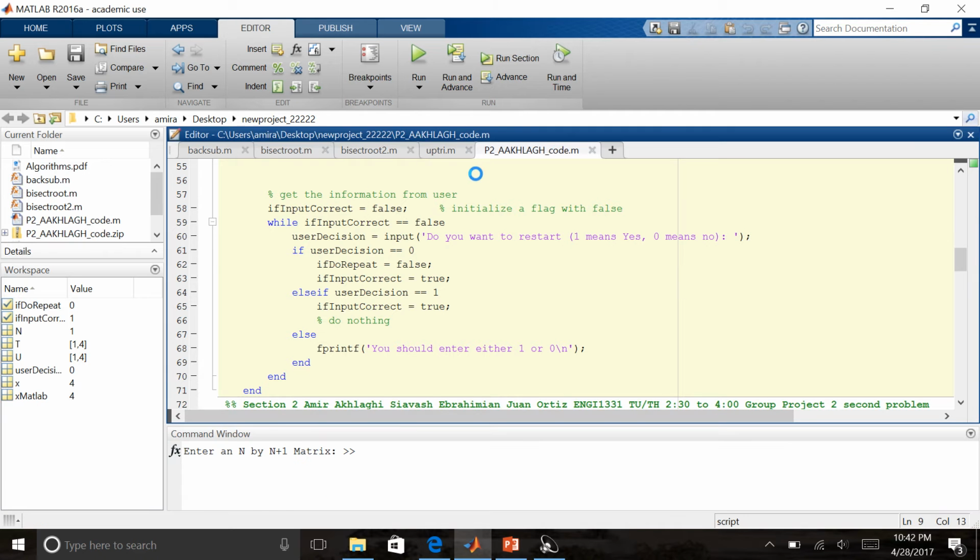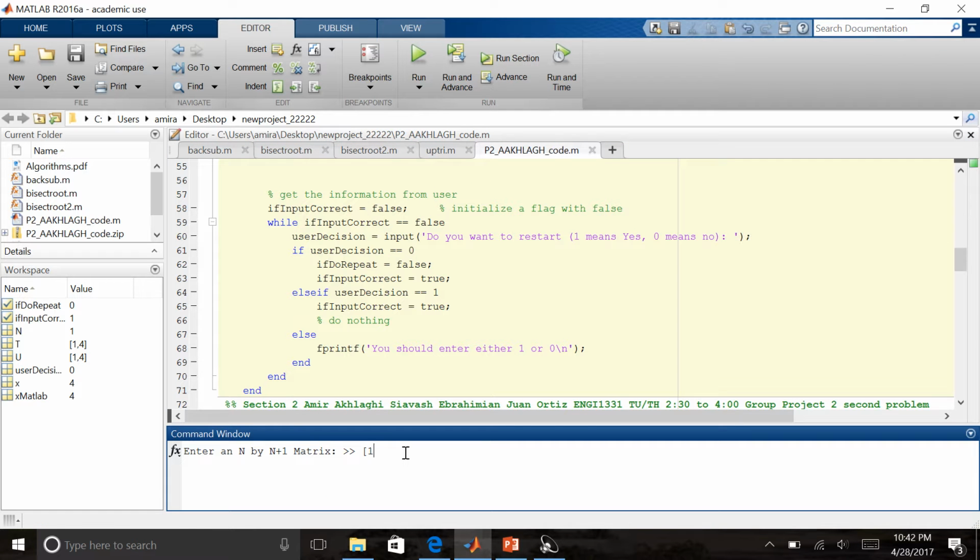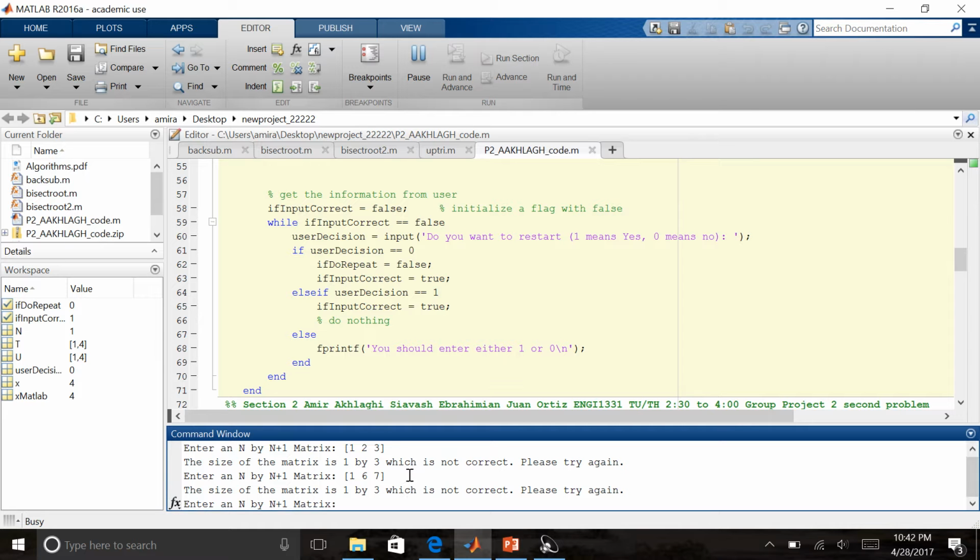Now if I want to run it again, I put 1, 5, let's say. So let's say I want to put another one, I just enter 1, and it asks me again. And here, let's check if it'll accept something bigger than n plus 1, so there. And of course no, because this is not correct. The size of the matrix is 1 by 3. Please try again. So again, let's try 1, 6, 7. It won't accept it. Okay, what about 1? It won't accept it, since it sees that it's 1 by 1. So that's for the first one. You can try negative values, -5, -7.